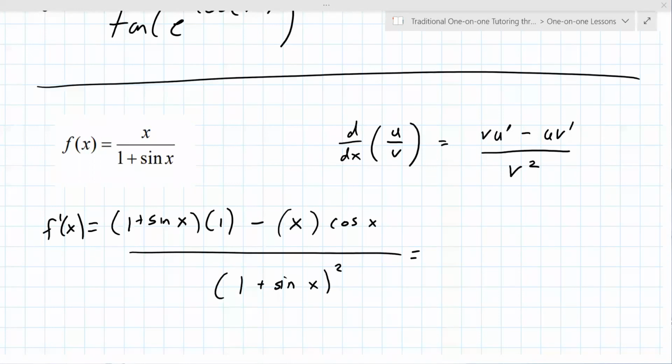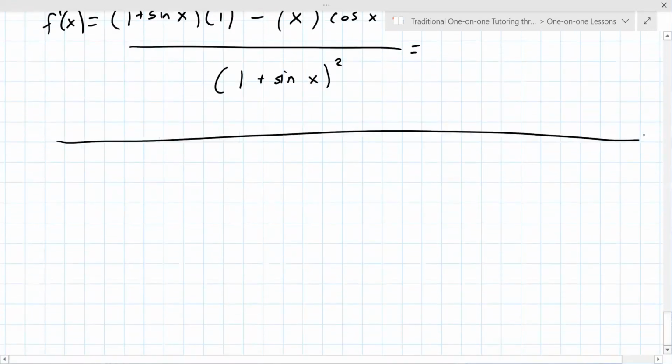So here's one I kind of like. I'm going to point this out to you. This has the appearance of a quotient rule problem, but it is not.